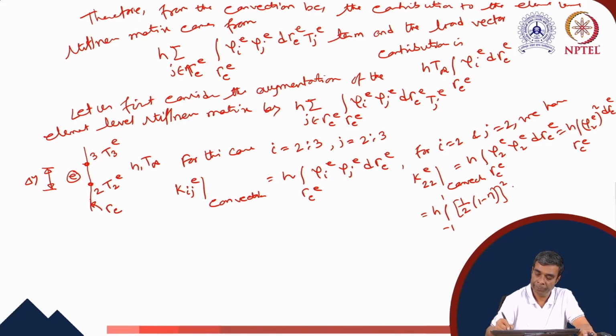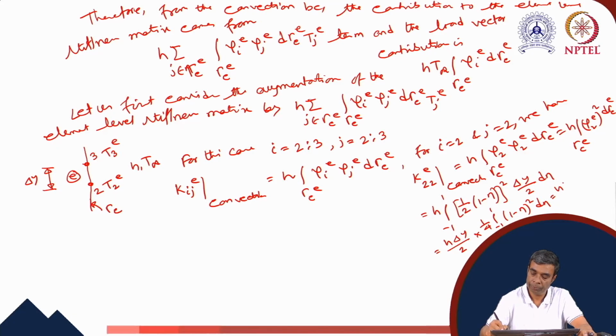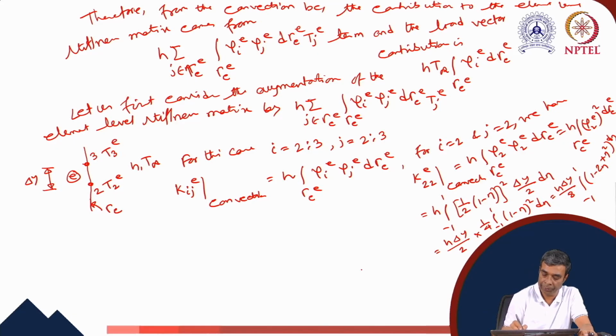So dy will be the Jacobian determinant into d eta. So this is delta Y by 2 into d eta. So this gives us H delta Y by 2 into 1/4 into integration from minus 1 to 1 of 1 minus eta whole square d eta, which equals H delta Y by 8 integration from minus 1 to 1 of 1 minus 2 eta plus eta square d eta.